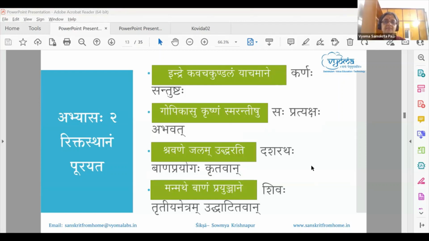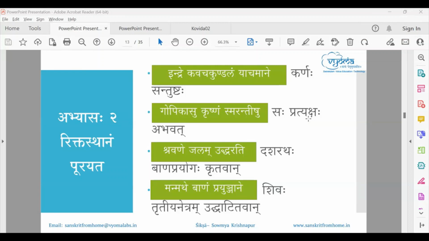The armor and the earrings, Indra asking for them. Yachamana. Yachate is to ask. Dadati is to give. So Yachamane is Yachamanaha Asid. So when he was begging or asking for it, when Indra came and asked for Kavacham and Kundalam, what did Karna do? Karna was happy. Karna Santushta.